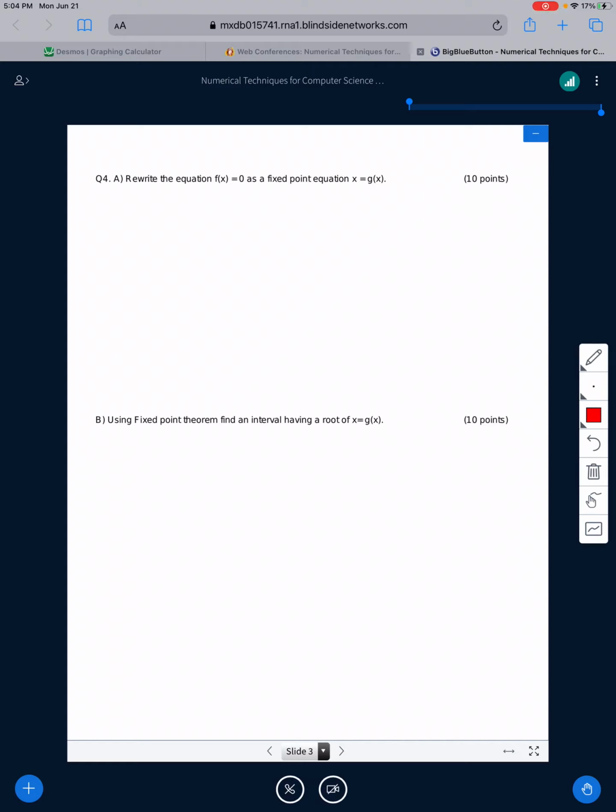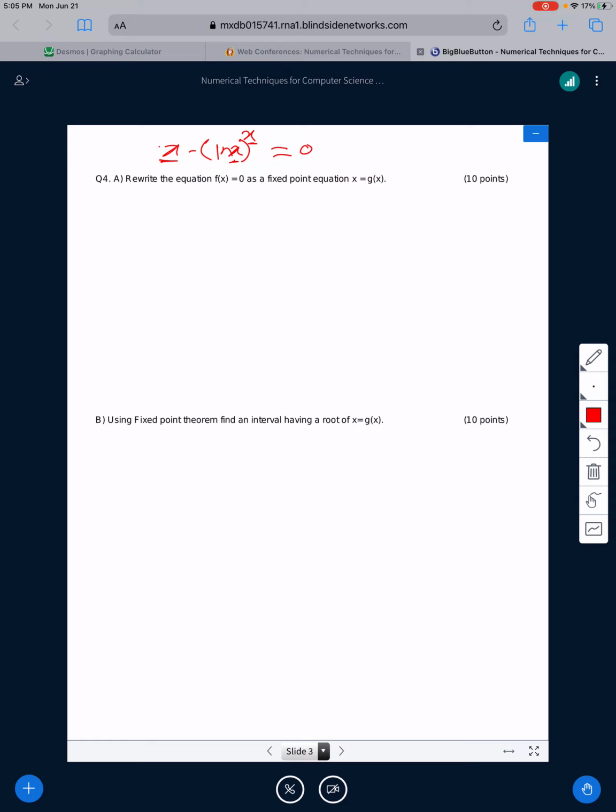So right now we are working on number 4, which is saying rewrite the equation f of x equal to 0 as x equal to g of x. So my equation is x minus ln x to the power x equal to 0. I can solve it for x equal to something in 3 different ways. One is I will solve for this x, another one is I will solve for this x, and then the third one is I will solve for this x inside.